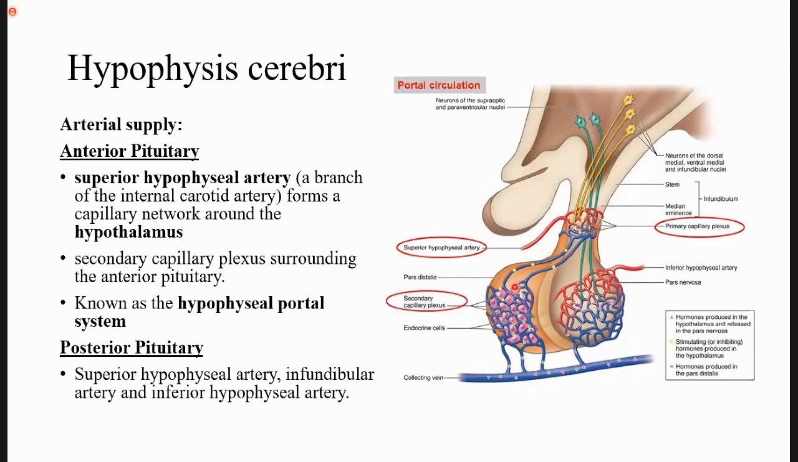And another very important portal system is present, the portal vein. You might have heard about the hepatic portal vein. So that is the hepatic portal system, right?